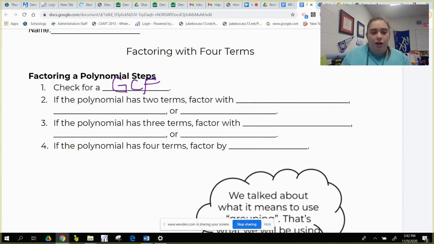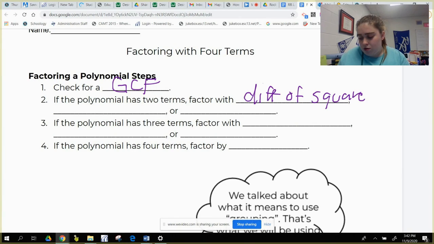And then if a polynomial has 2 terms, what are the 3 methods that we use to factor that polynomial? It's the difference of squares, difference of cubes, and sum of cubes.